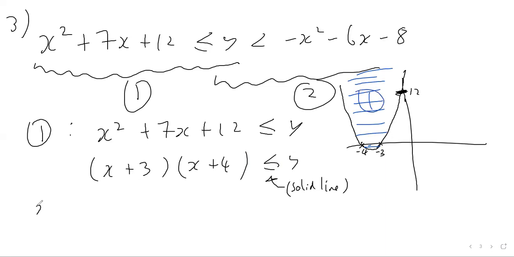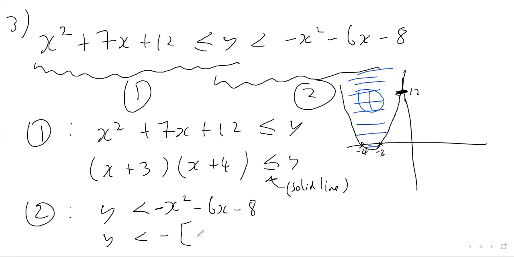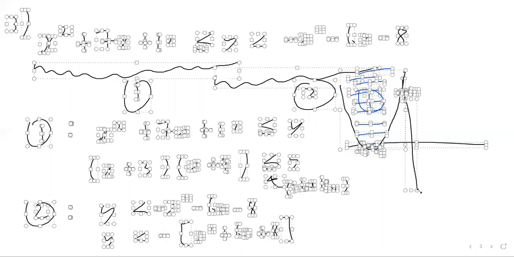How about region number 2? So this is when y is strictly less than -x squared, -6x, -8. With this one, obviously we've got the minus sign in front of the x squared there. Let's just factor out the minus sign. So we get minus (x squared plus 6x plus 8) all inside the brackets.